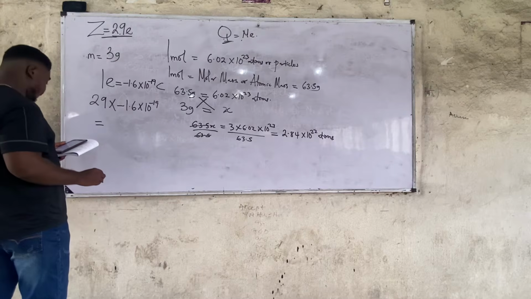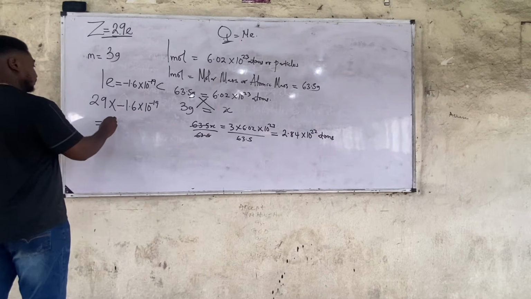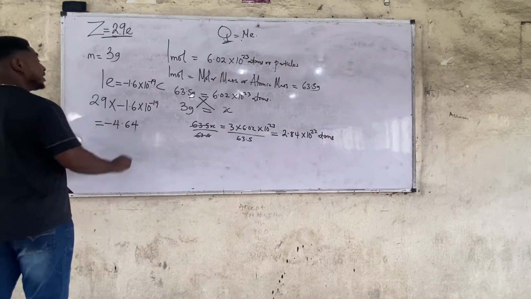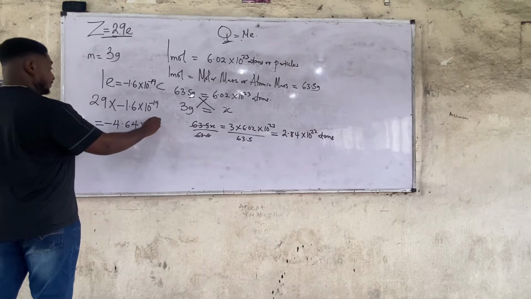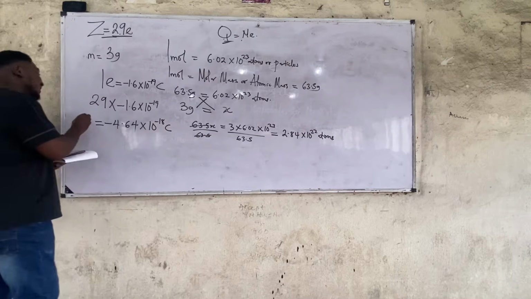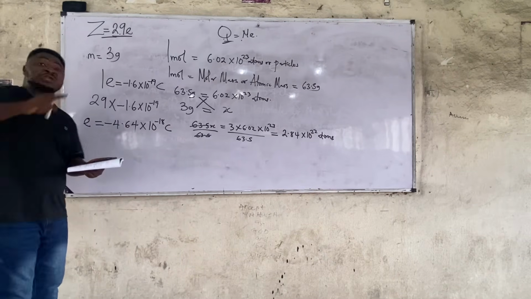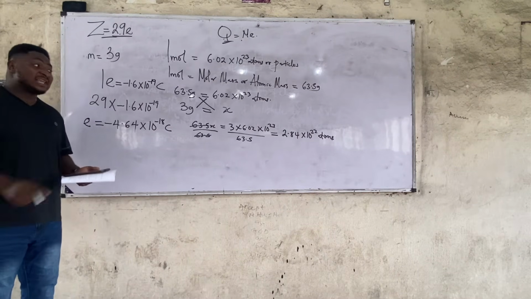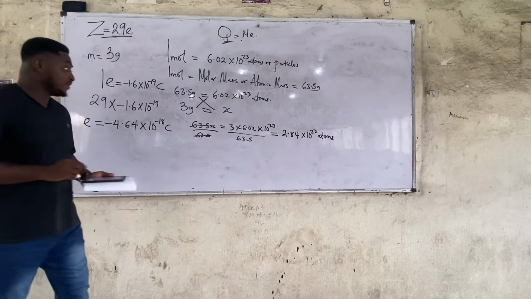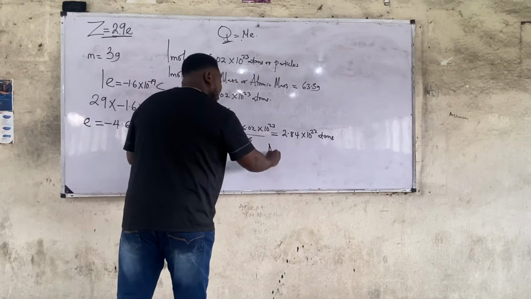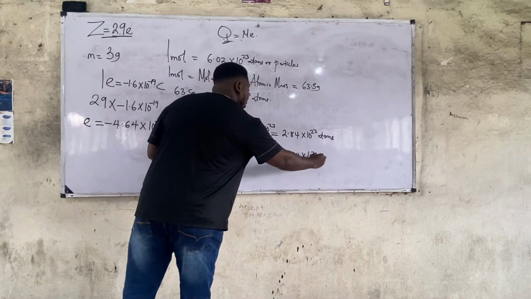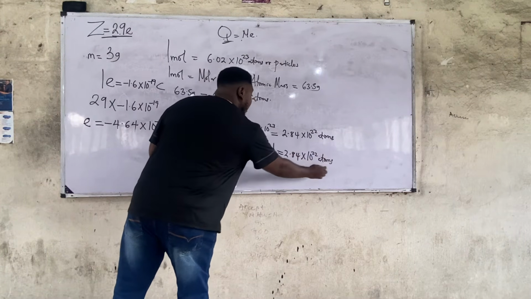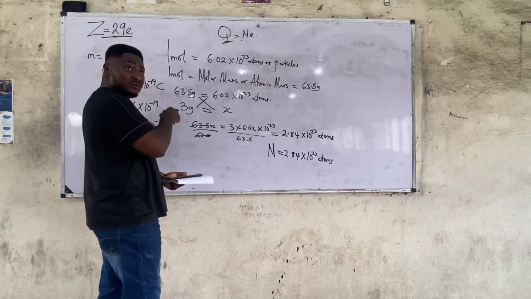Minus what? Minus 4.6 times 10 raised to minus 18 Coulomb. Plus, this is the electronic charge on 29 electrons for copper. And this N is the number of atoms in 3 grams of copper, 2.84 times 10 raised to 22. This is the number of atoms in 3 grams of copper.